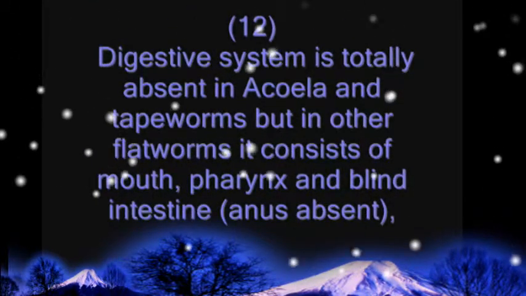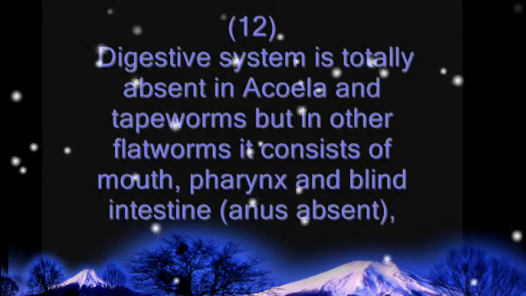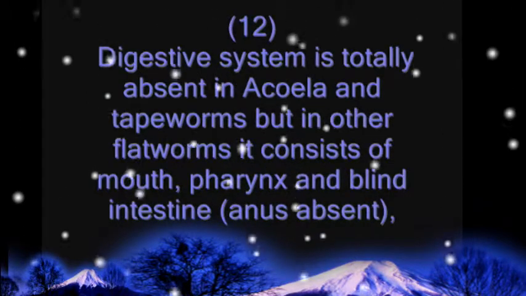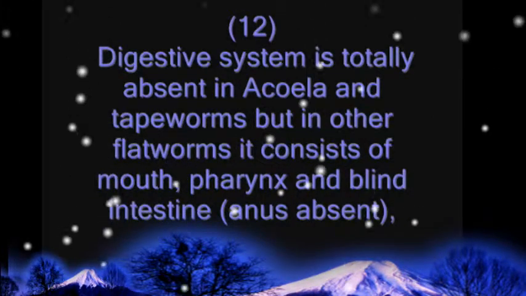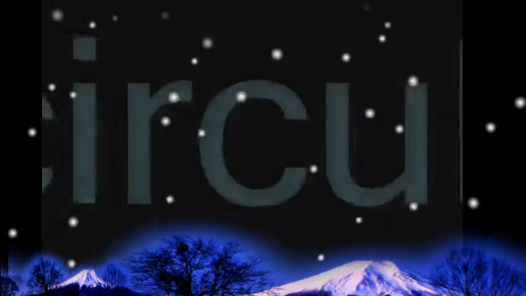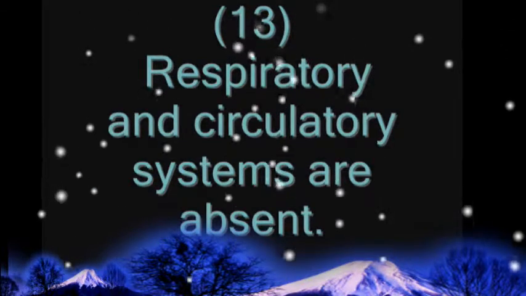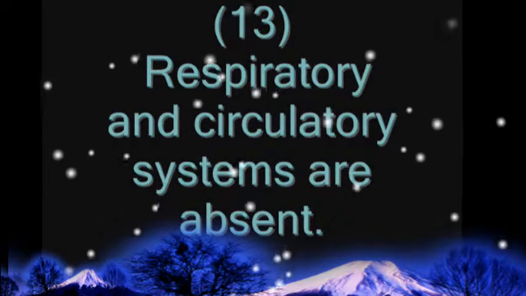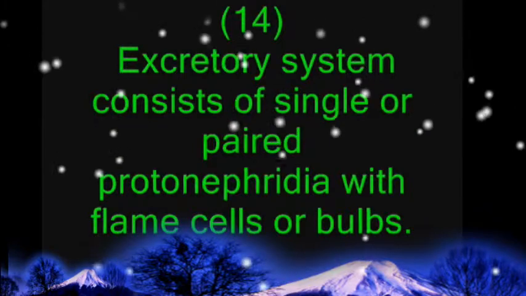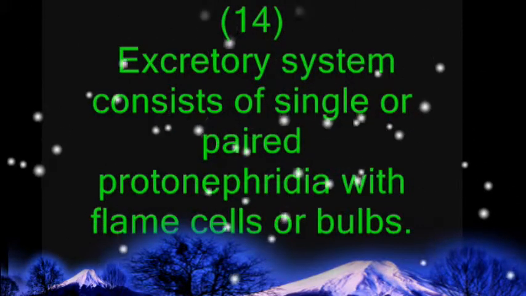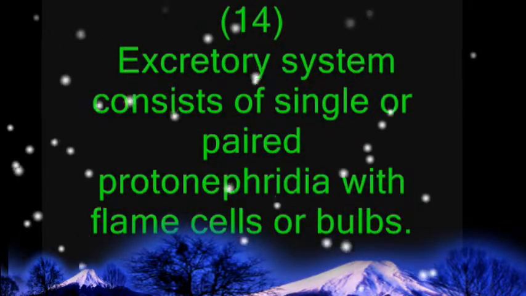Twelve. Digestive system is totally absent in acoels and tapeworms, but in other flatworms it consists of mouth, pharynx and blind intestine. Anus absent. Thirteen. Respiratory and circulatory systems are absent. Fourteen. Excretory system consists of single or paired protonephridia with flame cells or bulbs.